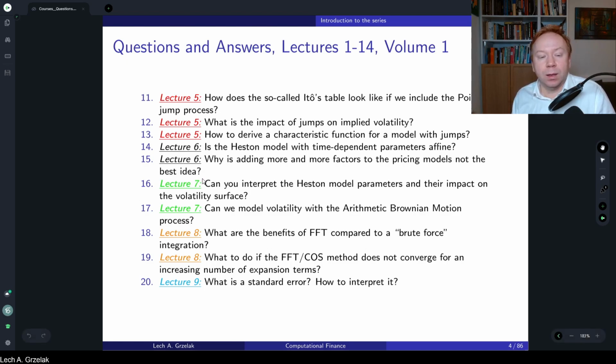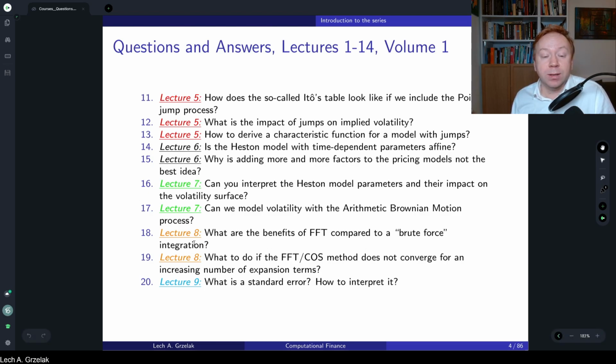Lecture number 7, those are questions number 16 and 17. Interpretation of the Heston model, its parameters and impact on implied volatility. And question number 17 is about modeling of volatility using arithmetic Brownian motion. So what are the consequences if you model volatility using a normal process, a process for which we could have positive and also negative realizations?